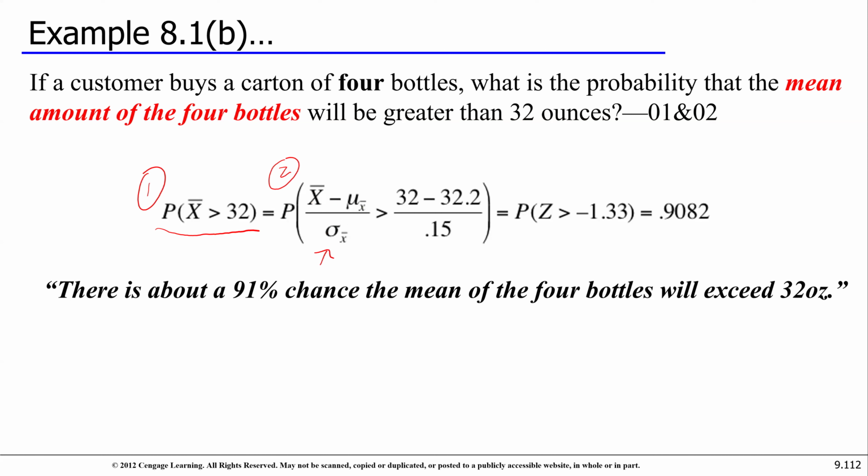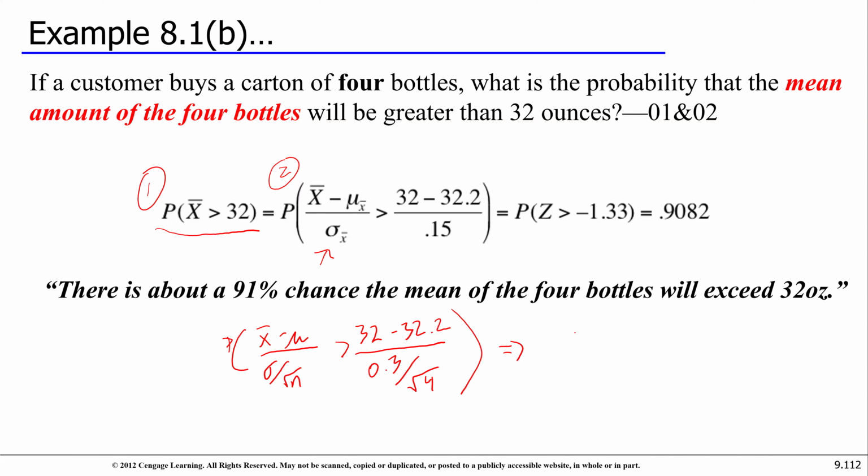If you want to expand on this, it would look like this. The probability that X bar minus mu over standard deviation over the square root of n is greater than 32 minus 32.2, divided by 0.3 over the square root of 4. I got all this from the problem itself. If I reduce all of this down, it's going to turn into the probability that Z is greater than negative 1.33. Once you get to this step, you should know what to do from here.